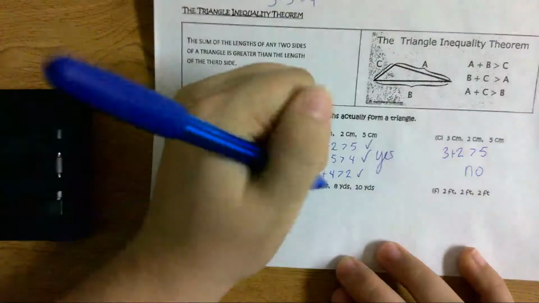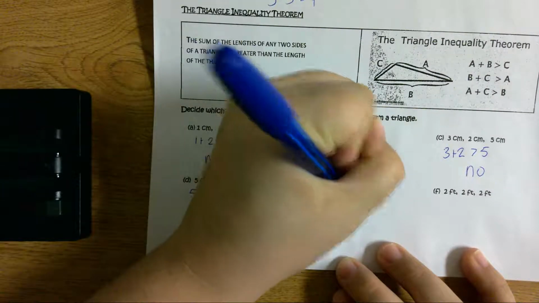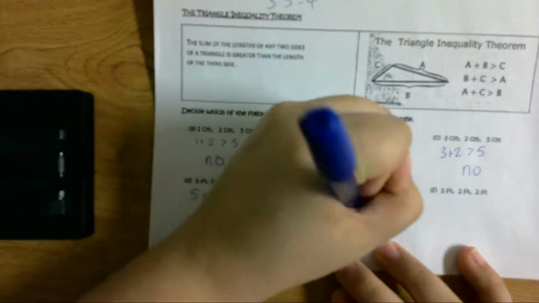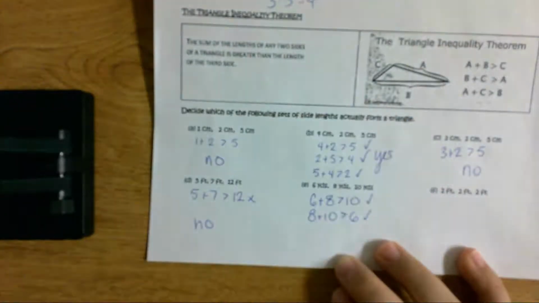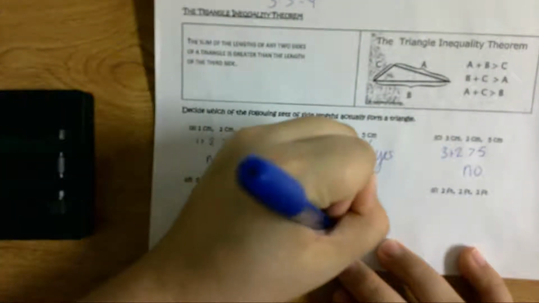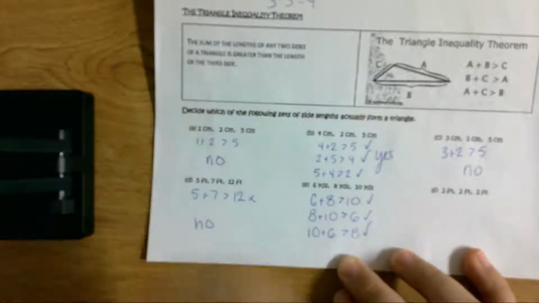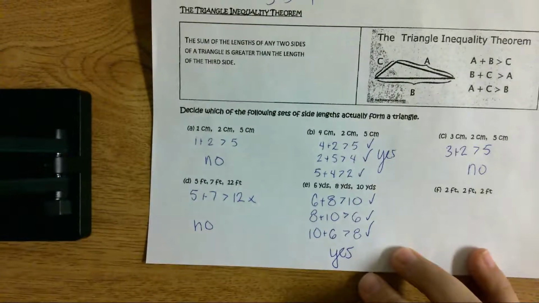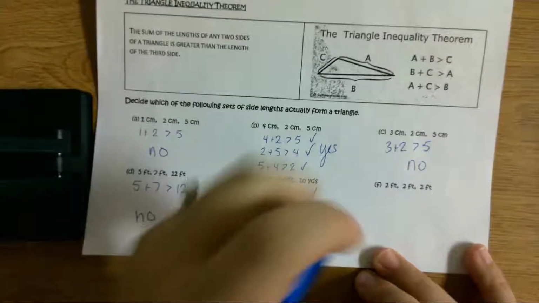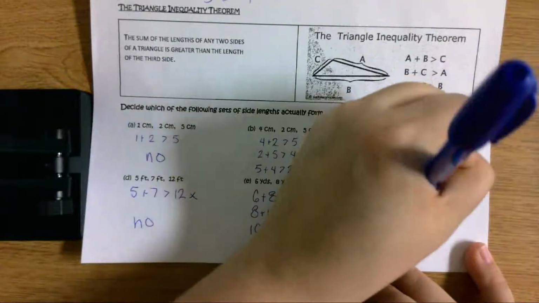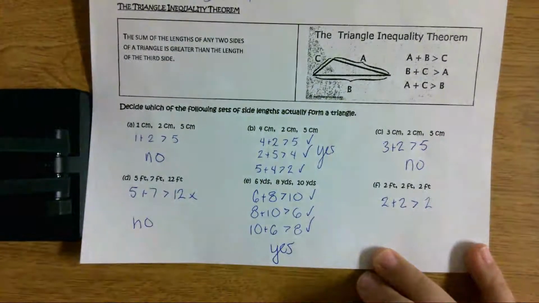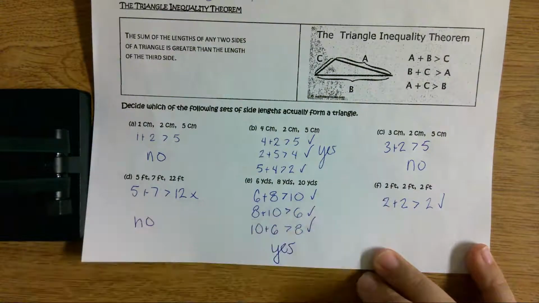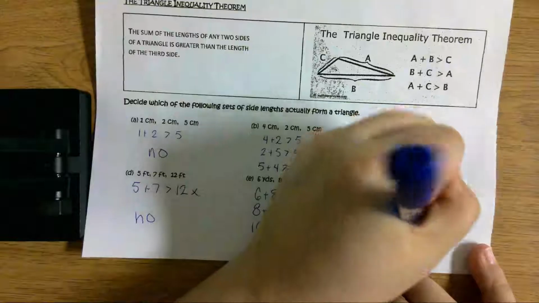Over here we got 6 plus 8. Is that greater than 10? Yes. Is 8 plus 10 greater than 6? Yes. Is 10 plus 6 greater than 8? Yes. So this is a triangle. Is 2 plus 2 greater than 2? Yes. And that's going to work no matter what because all of these are the same. So this is a triangle.